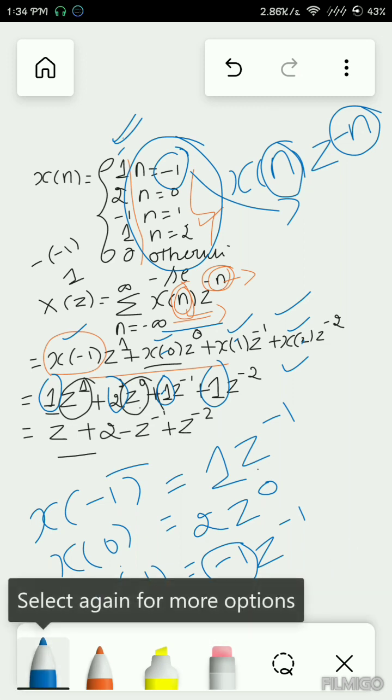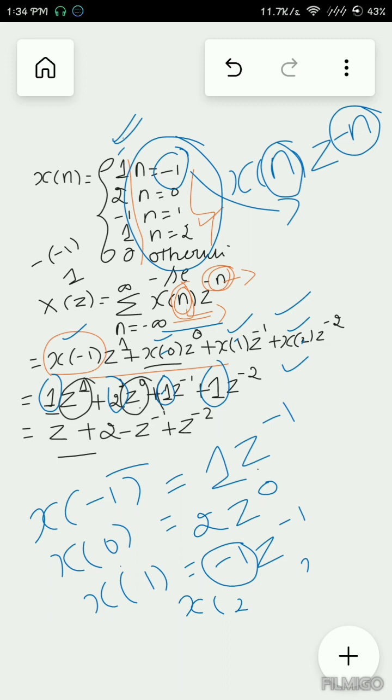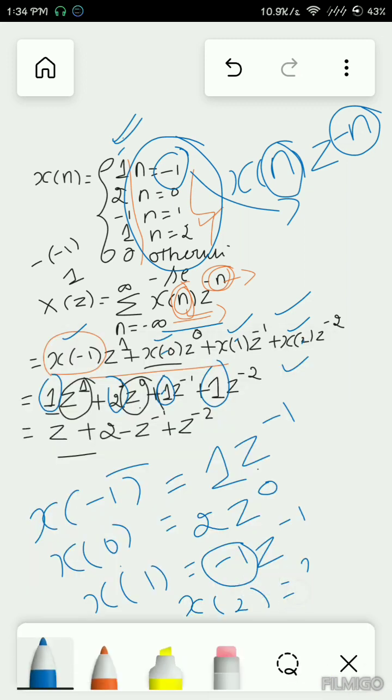Yes, so this is for my x to the power of, so that is minus 2. For my x to the power of 2, for n is equal to 2, I got it as 1, so 1 into z to the power of minus 2. So this is what I substituted over here and I got this particular result. So this is what we do for this kind of problem.